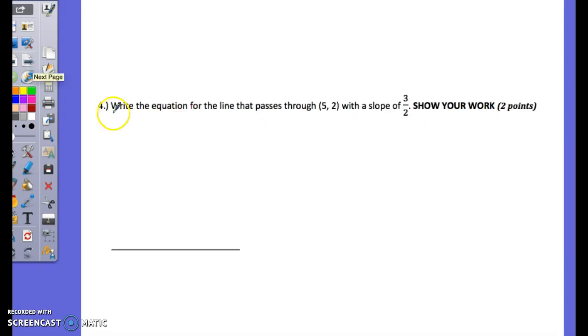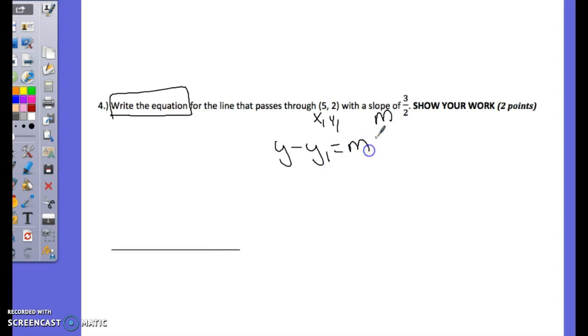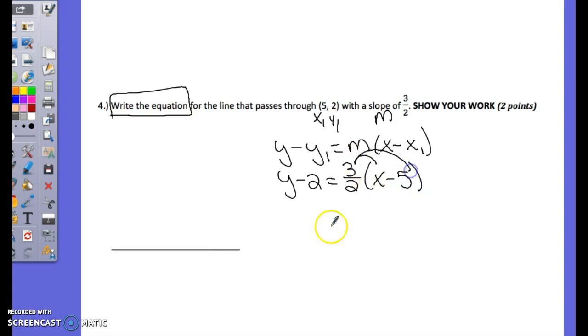Number 4, write the equation. Anytime you see those directions, we're doing the same thing. You have a point, x1, y1. You have a slope, m. So start at point slope, move to slope intercept. Y minus y sub 1 equals m times x minus x sub 1. So sub them in. Y minus 2 equals your slope 3 halves times x minus 5. So now, again, do your distribution. It's okay to get a fraction. Y minus 2 equals 3 halves times x, 3 halves times negative 5.